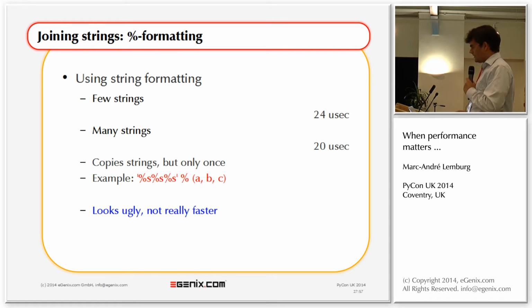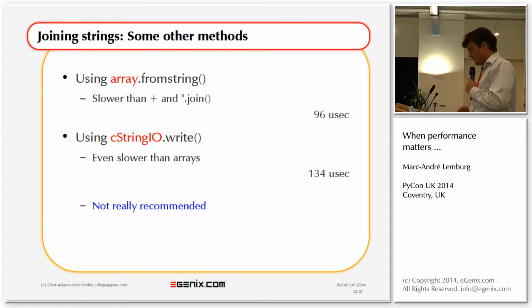And then there are some other methods you can use. One is the percent sign formatting way. It's ugly. It's not really fast. Don't use it. Then some people on the mailing list mention, well, you can use the array module for doing the same thing. Yeah, it does work, but it's even slower. Or you can use the cStringIO module in Python 2.